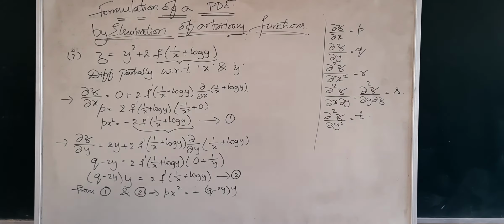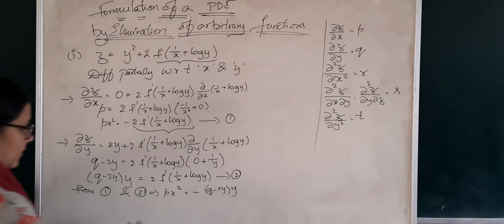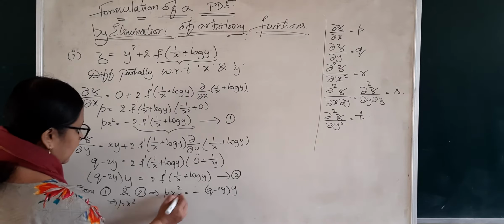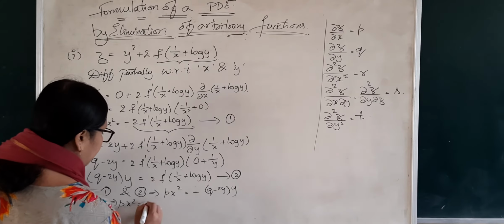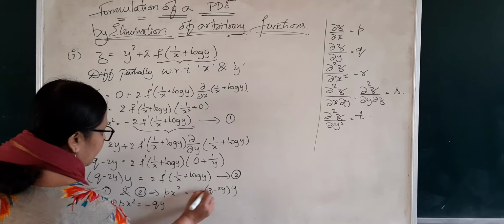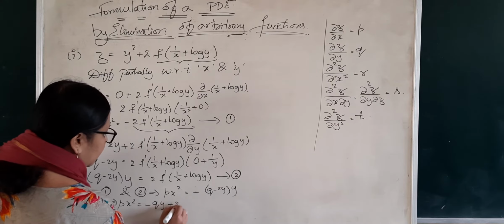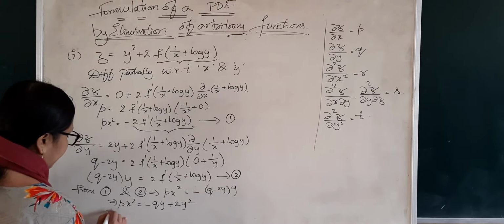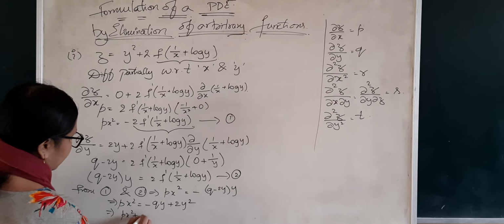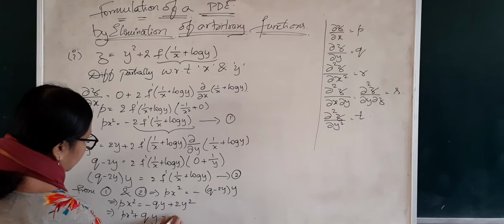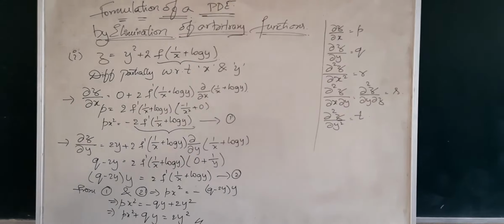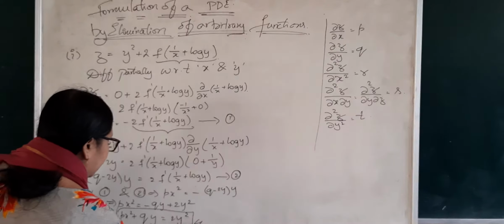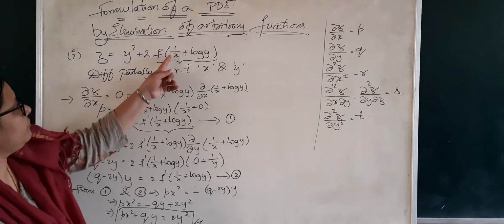Okay, but you are not supposed to leave it there. So multiply and simplify further. Px square as it is is equal to minus qy minus of minus plus 2y square. Okay, so take it this way. We get px square plus qy is equal to 2y square. Hence, the required PDE is this term, where you don't have the function.